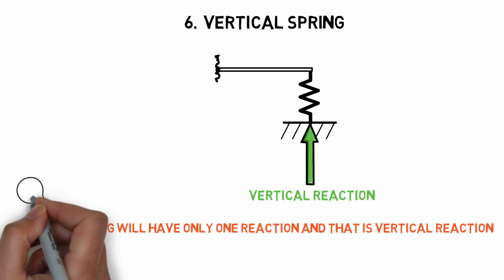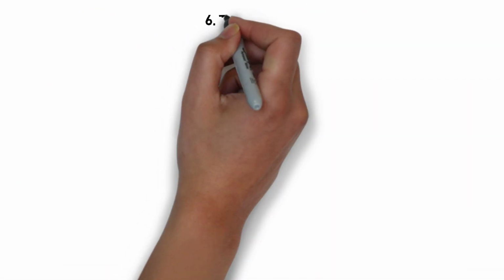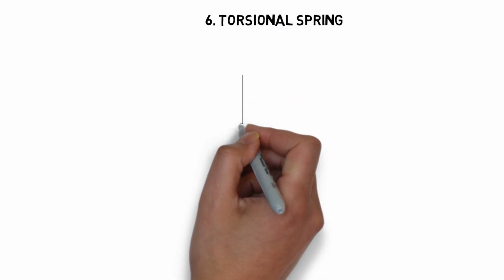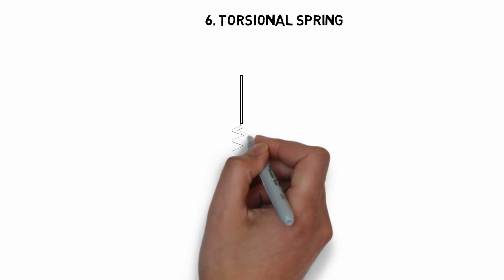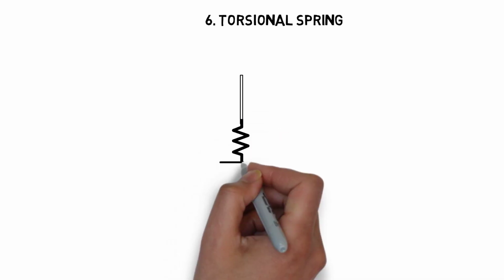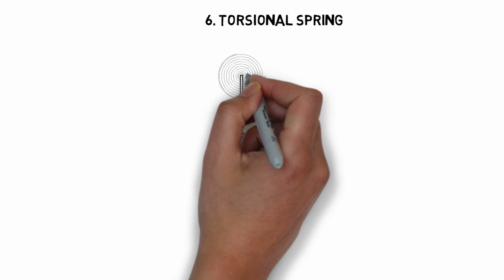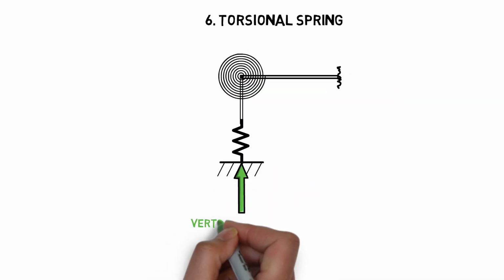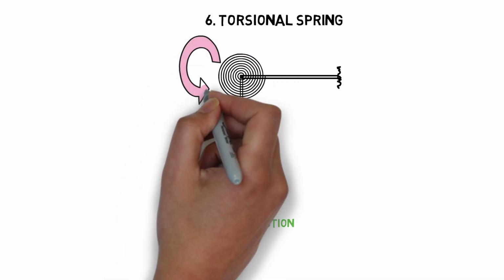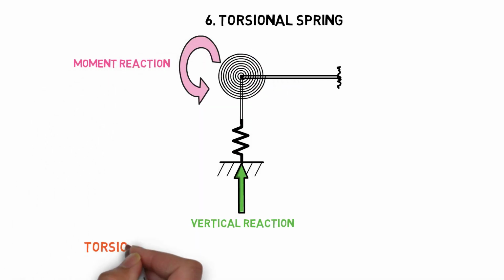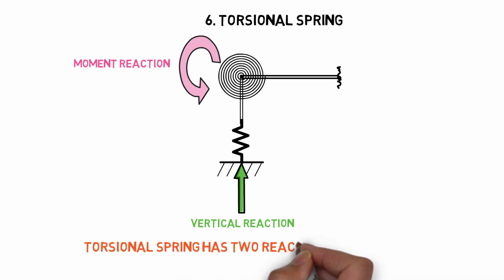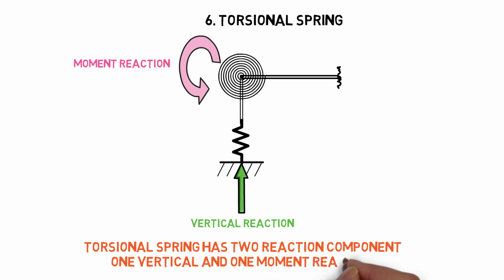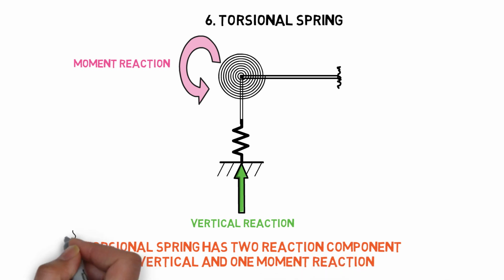Now coming to the last support, the torsional spring. It is the setup where along with a vertical spring, a torsional spring is also connected to the member. A torsional spring is shown by spiral rings. So, a torsional spring has two reaction components, one vertical and one moment reaction.